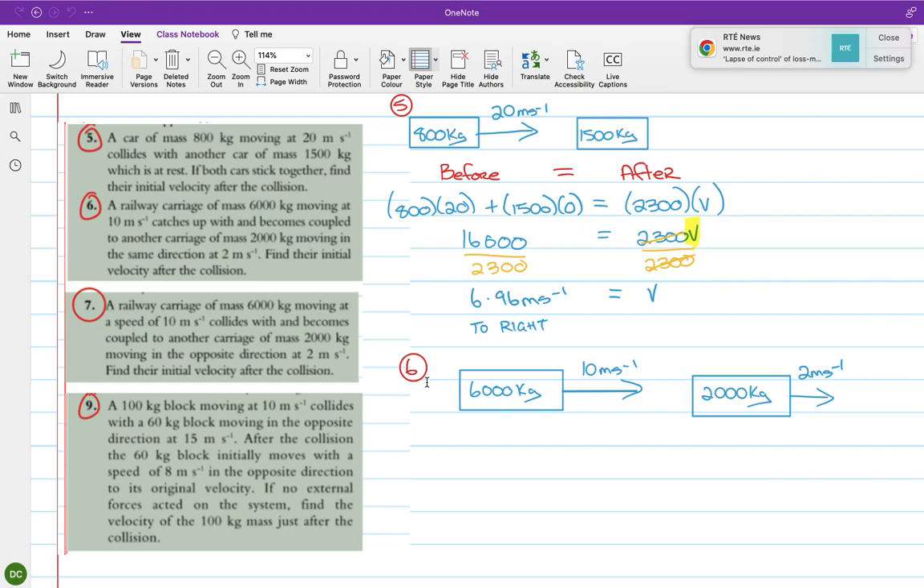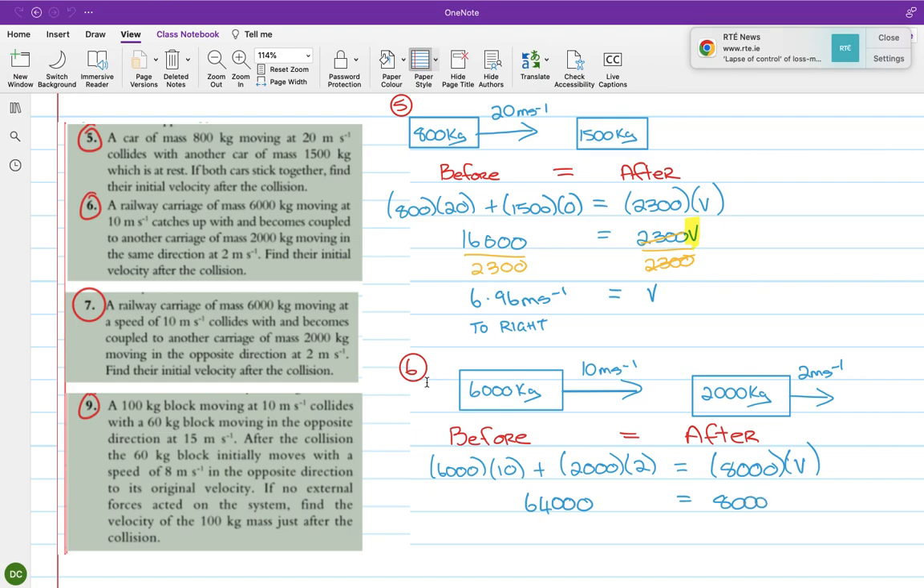So we have before equals after. Before is 6,000 by 10 plus 2,000 by 2, and it's in the same direction, so we keep the signs of the two velocities the same. Then they stick together, which is 8,000 by V. So 60,000 plus 4,000 is 64,000, and this is 8,000V.